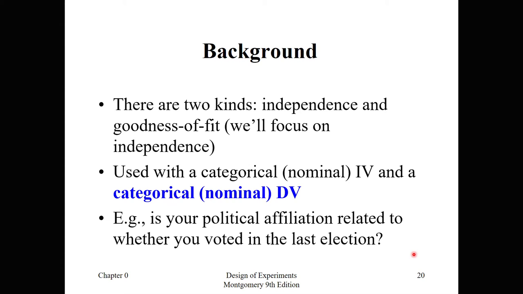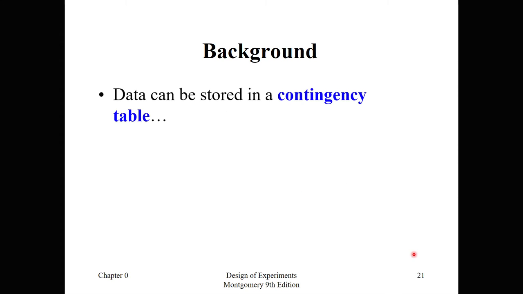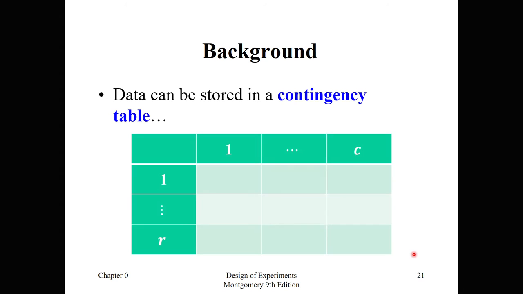The limiting factor here is not going to be the number of groups. It's going to be that you want to make sure that you have at least a certain amount of data points within each cell of your table. So speaking of tables, data that we can analyze for a chi-squared, because both variables are categorical, can be stored in what we call a contingency table. So you've got a certain number of columns and a certain number of rows, and then this would be variable 1 and variable 2.